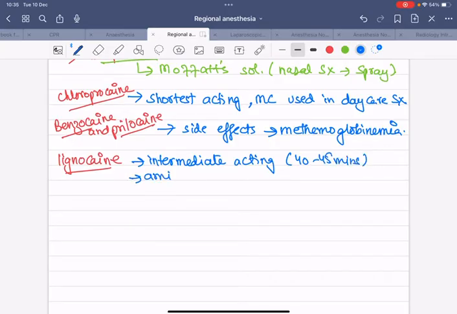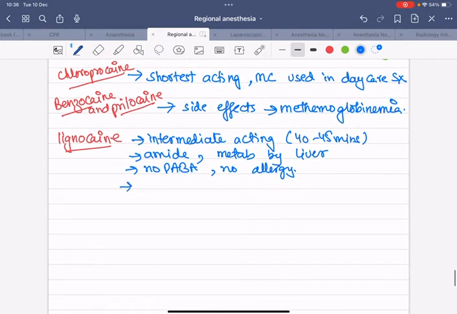Amide group, metabolized by liver, so there will be no PABA, no allergy. Okay, no PABA, no allergy. Please remember, it is the safest and most commonly used local anesthetic drug.